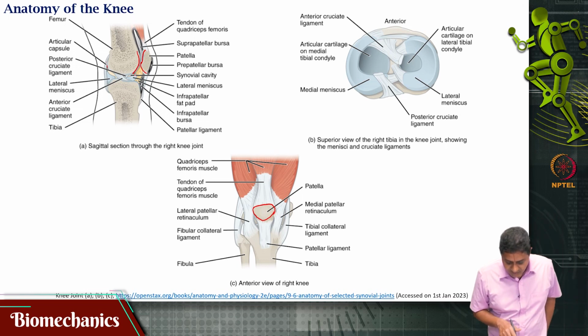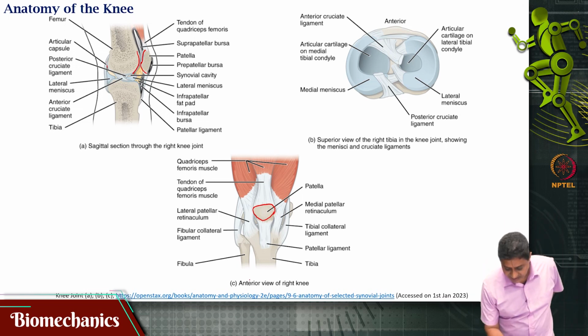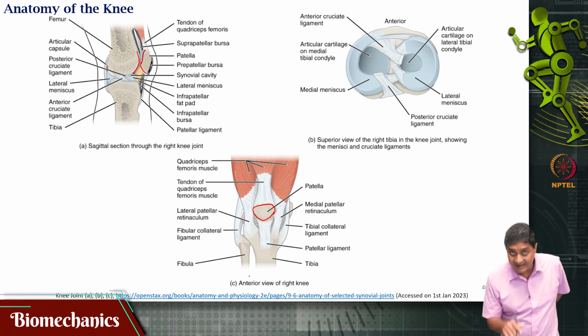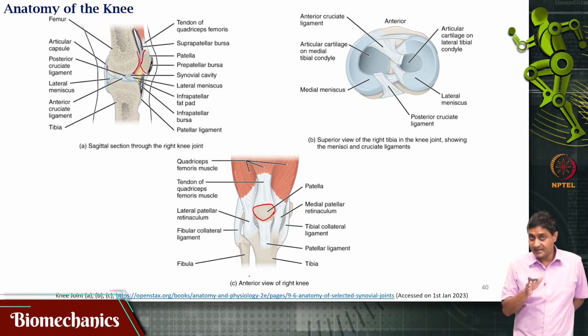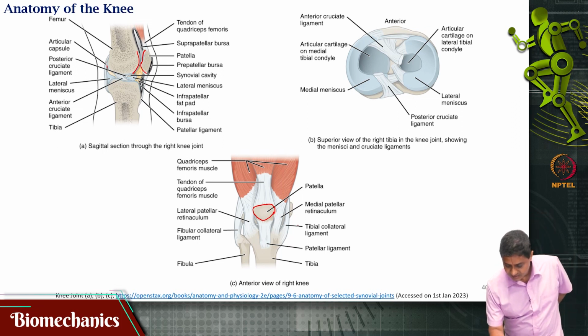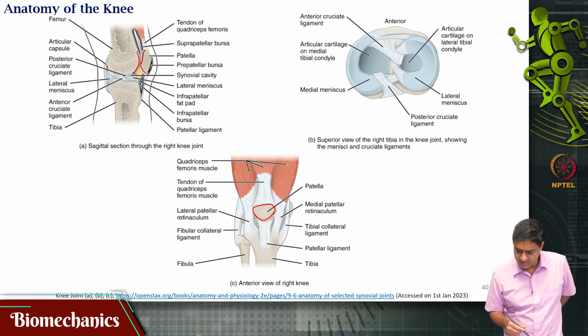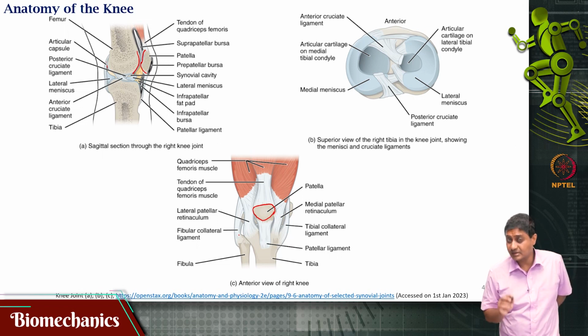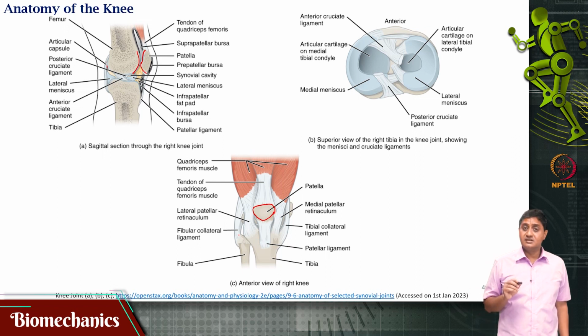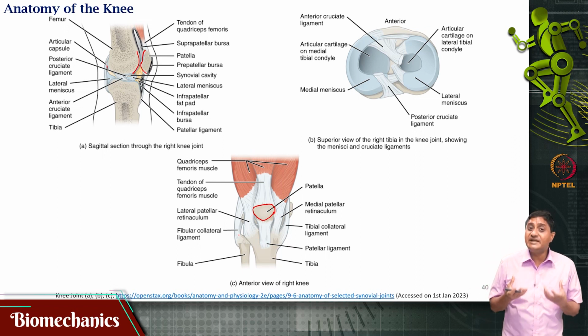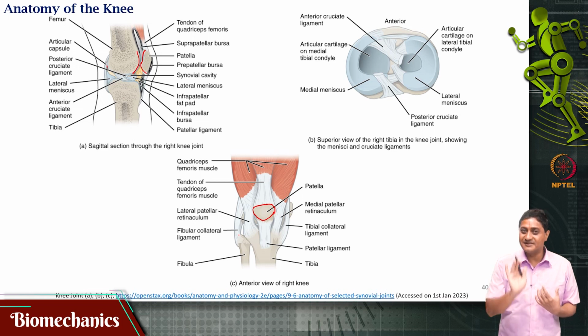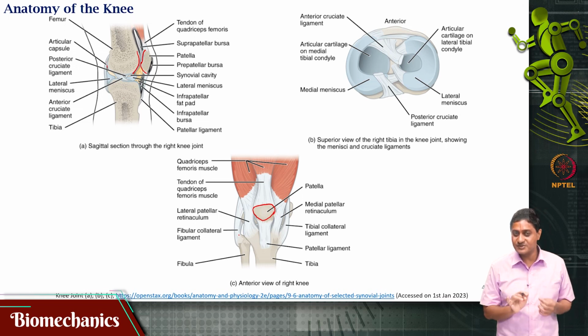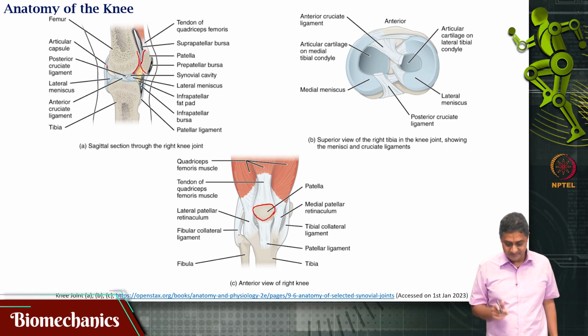Then, when I am looking from the front, the anterior view of the right knee, here I can see, this also shows some muscles and some tendons, because that is important, because the patella itself is embedded within the tendon. So, as the tendon is moving, the patella moves. So, it is a very unique bone, we discussed this.